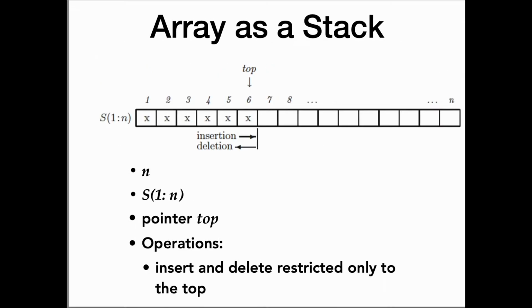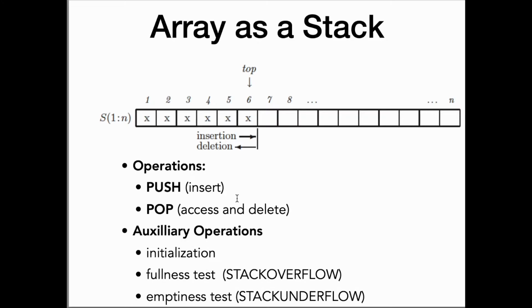As a stack, the stack is denoted by big S from 1 to n, and we maintain a pointer called top to represent the index where the topmost element is. Since this is a stack, insertion or deletion is only restricted to the top. For the array implementation, we need to allocate the whole S from 1 to n, even if the total number of elements is way below the allocated maximum capacity. And if we push an element, we push it to the top.